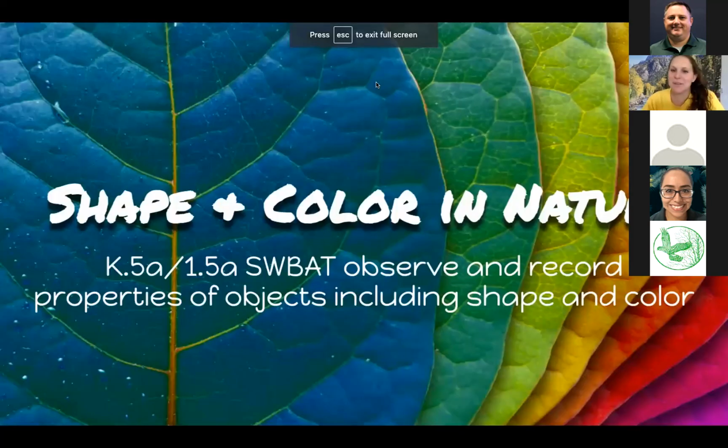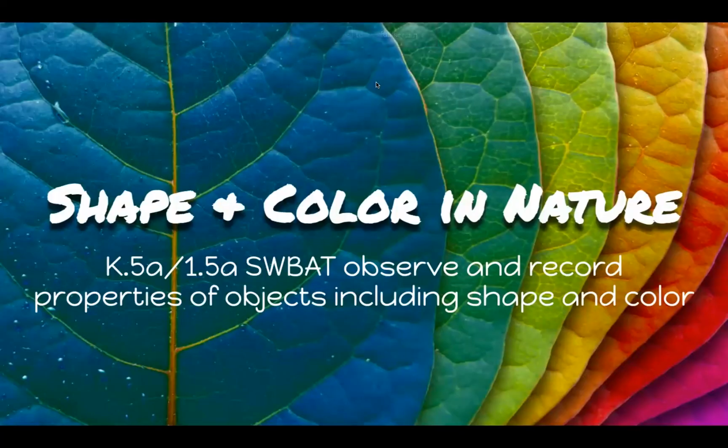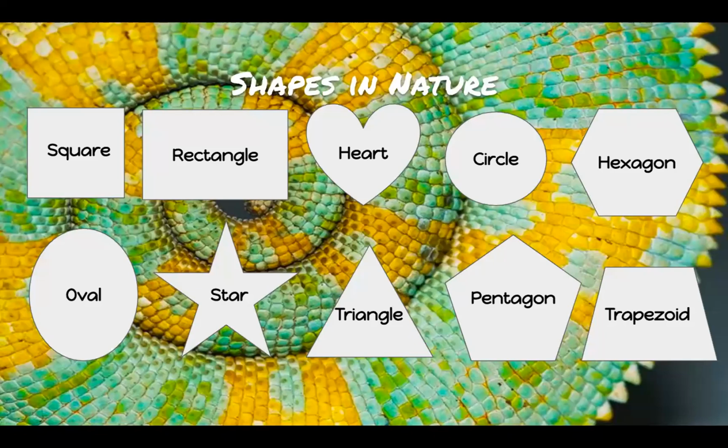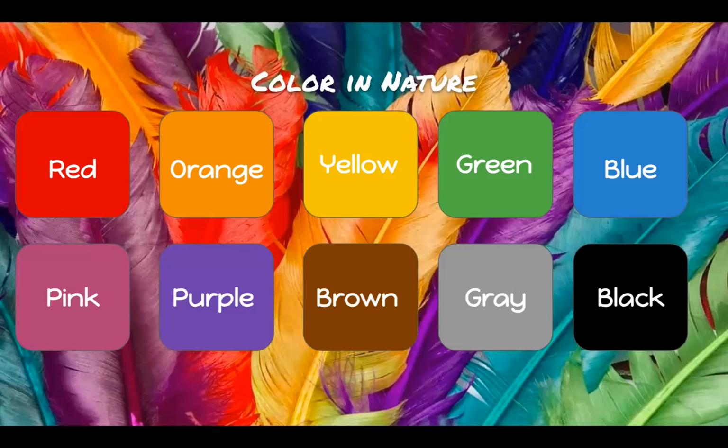Okay, so I'm Miss Schramm, and we are going to be exploring shape and color in nature. So you will be able to observe and record properties of objects, including their shape and color. These are the different shapes that we are going to be looking for today. We've got our squares, our rectangles, hearts, circles, hexagons, ovals, stars, triangles, pentagons, and trapezoids. And we have our little color chart here.